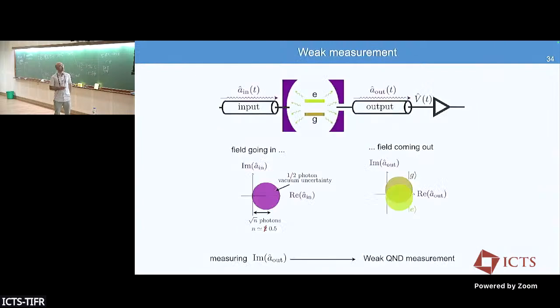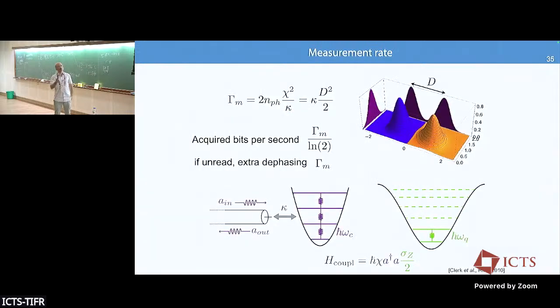Okay, so yes, and to answer your question about the measurement rate, we can tune the measurement rate by driving more or less strongly, by changing the amplitude of the incoming drive. But to quantify it, the measurement rate is simply the loss rate of the cavity times the distance in this phase space squared over 2. So this is the measurement rate.